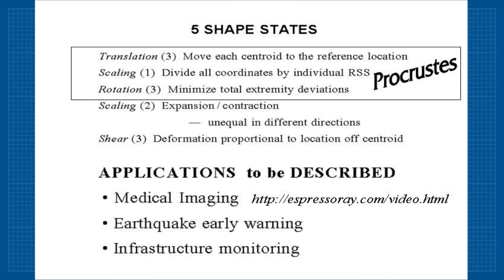Then here's how to compare all members of the group versus that reference. First, translate each member's centroid to the centroid of the reference. Then divide each member's coordinates by its root sum square, so that the sum of squares of the resulting coordinate set is just 1, dimensionless. Then rotate each member about all 3 axes in a way that minimizes the sum of squares of departures between its own landmark coordinates and the corresponding ones in the reference. Those 3 steps produce a Procrustes representation of the structure.